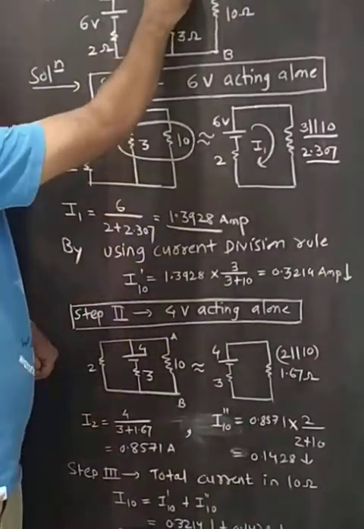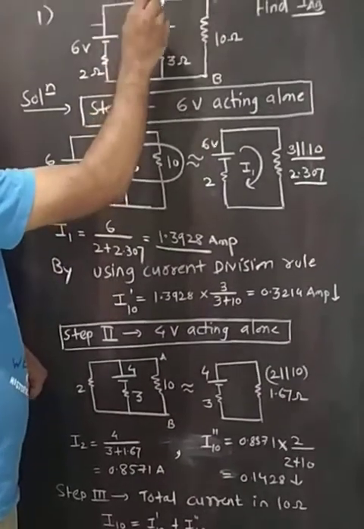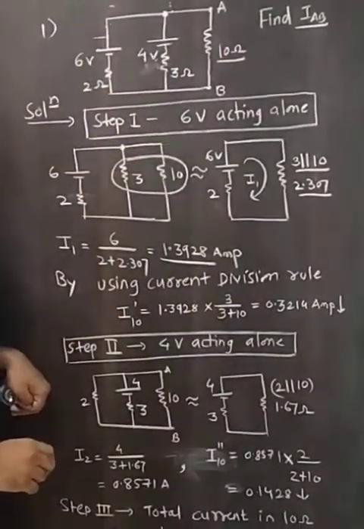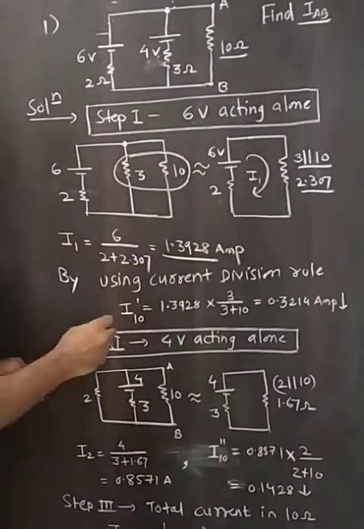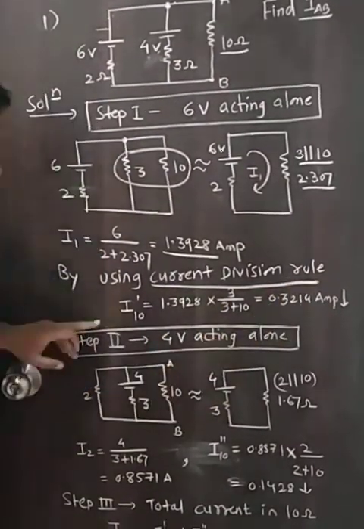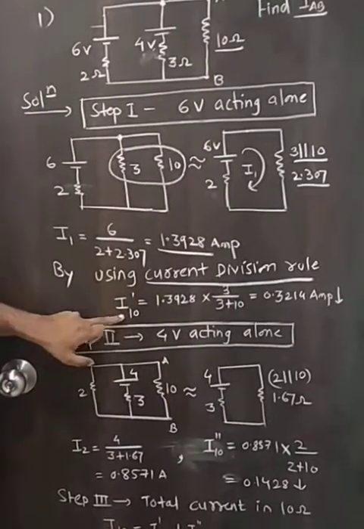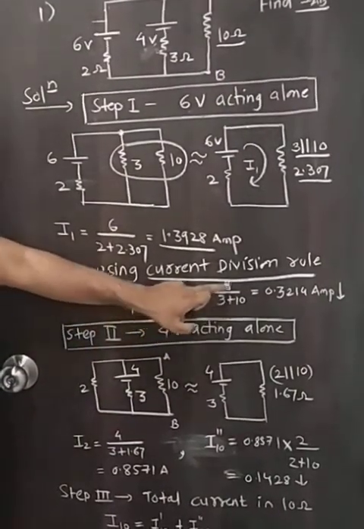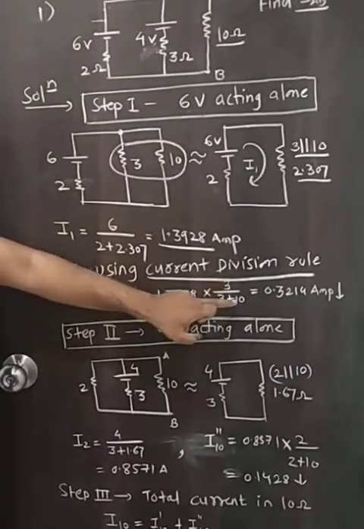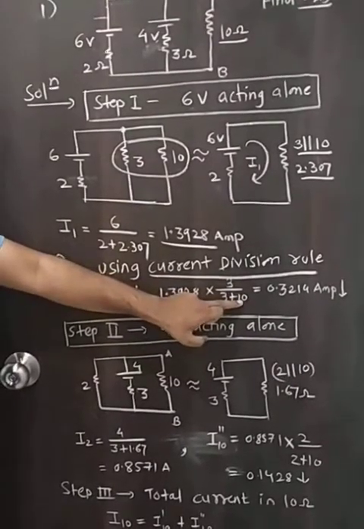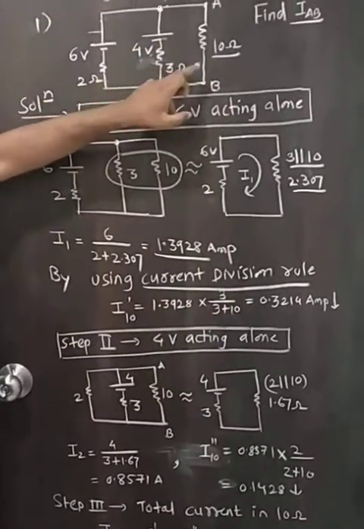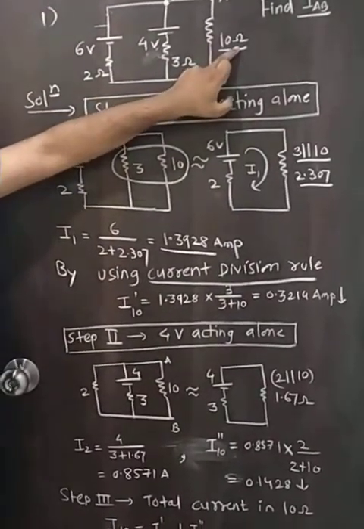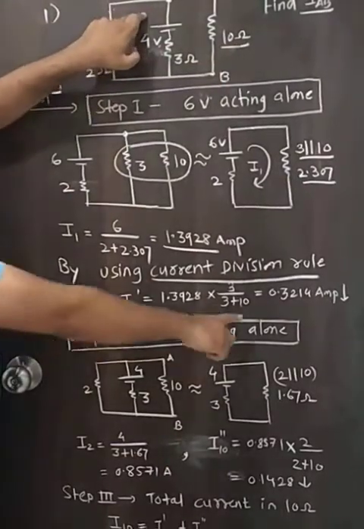This is the total current flowing through this network, but this current is only up to this point. We have to find the current flowing through the 10 ohm branch, so here we have to apply the current division rule. By the current division rule, the current flowing through the 10 ohm branch is the total current multiplied by the opposite branch resistance, divided by the sum of the resistances in which this total current is divided. In this case we are interested in the current flowing through the 10 ohm branch.